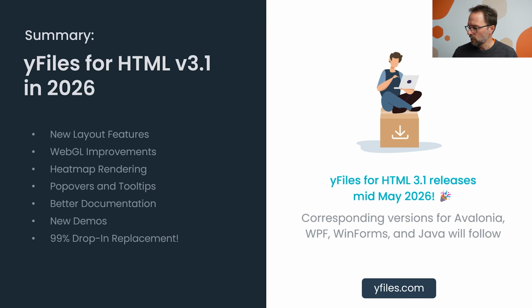When is that the case? You will be able to update to 3.1 by mid-May, meaning probably as early as maybe next week if you're lucky. And the corresponding versions and features will be coming to the other versions of yFiles, specifically to Avalonia, Windows Presentation Foundation, WinForms, and Java Swing. They will follow probably later this year. Maybe some of them will take more time, but they will all be coming to a version of yFiles. Okay, I think that's it.